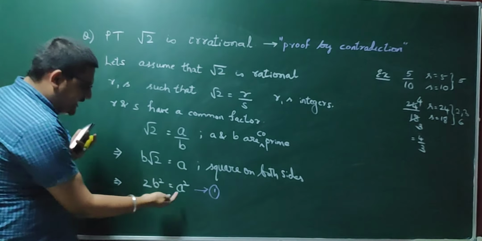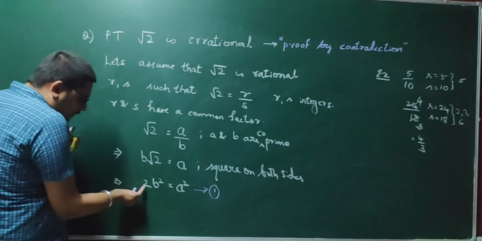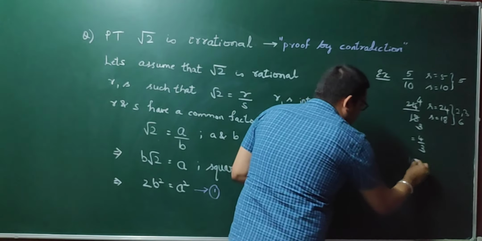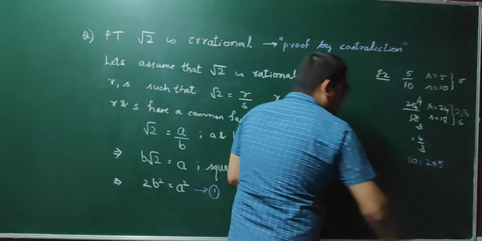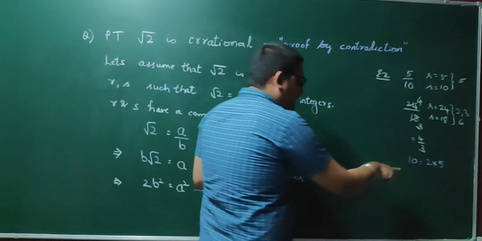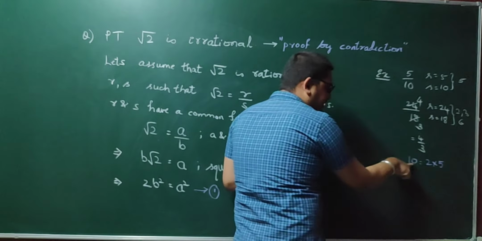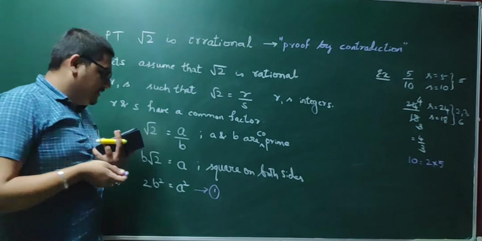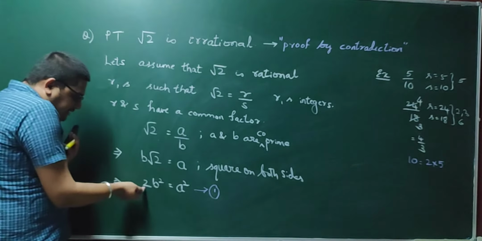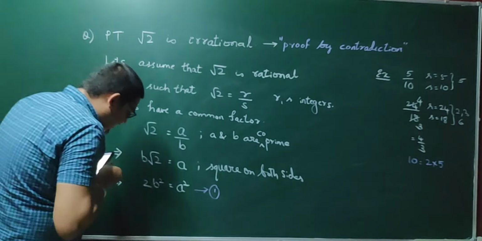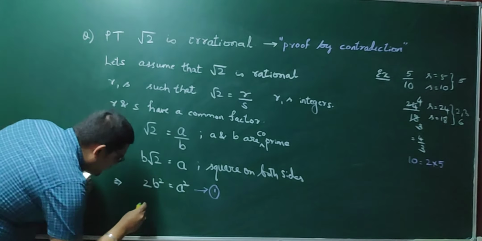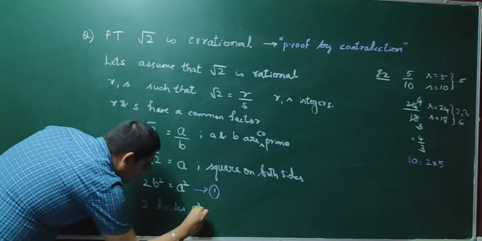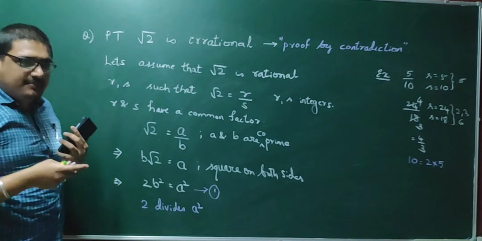Now you observe, A square is considered as the product of 2 and B square. That is like saying 10 is expressed as the product of 2 and 5, which means that 10 is divisible by 2 as well as 10 is divisible by 5. Just the reverse here. Correct? So if A square is expressed as 2 and B square, I can say that 2 divides A square. Am I right?